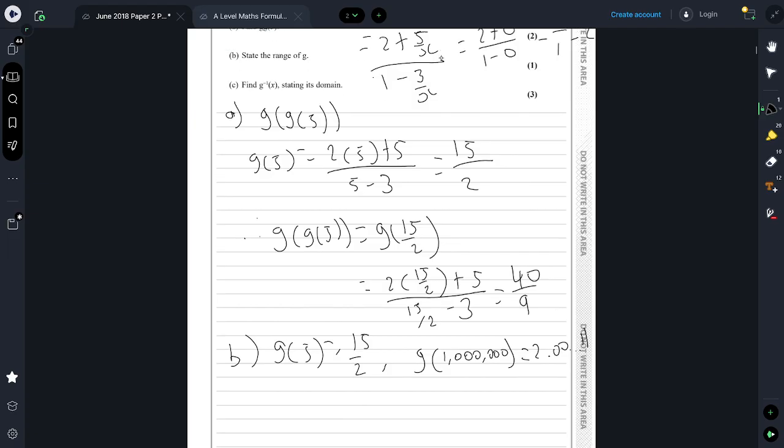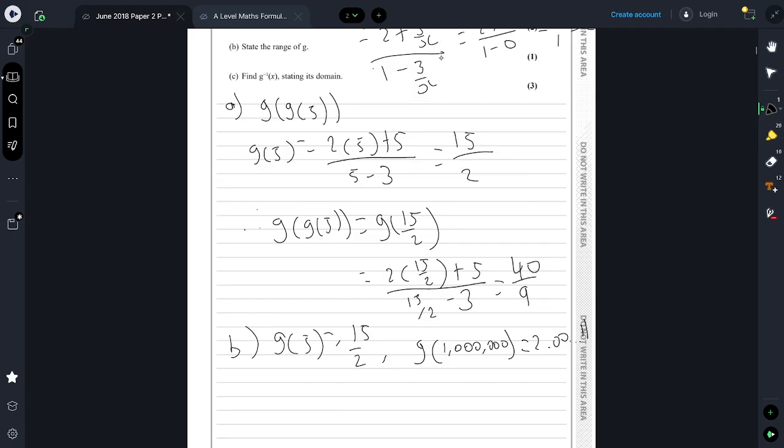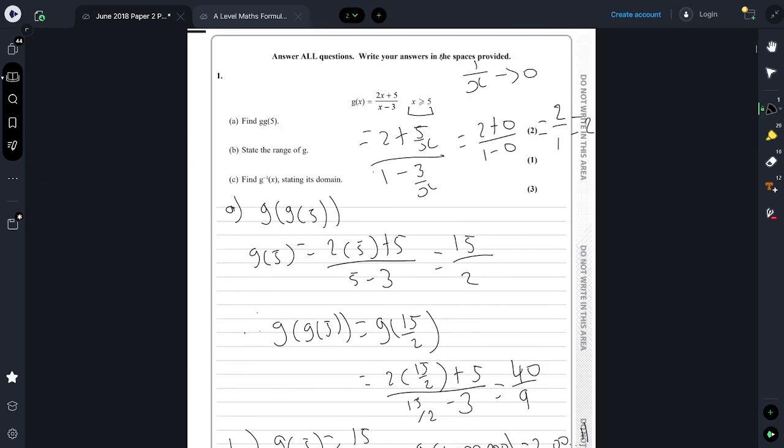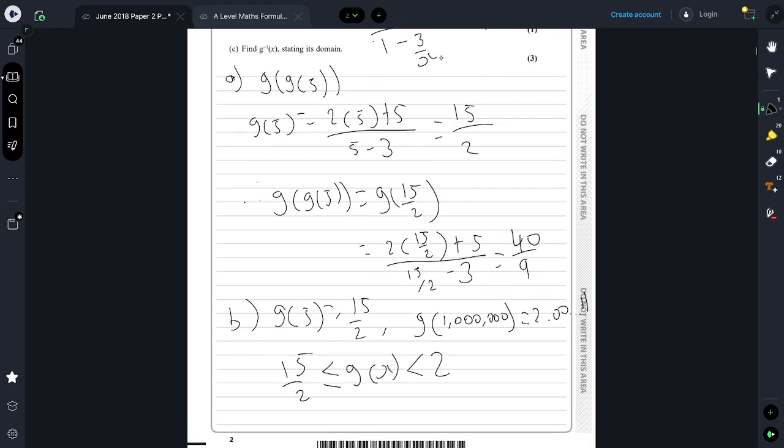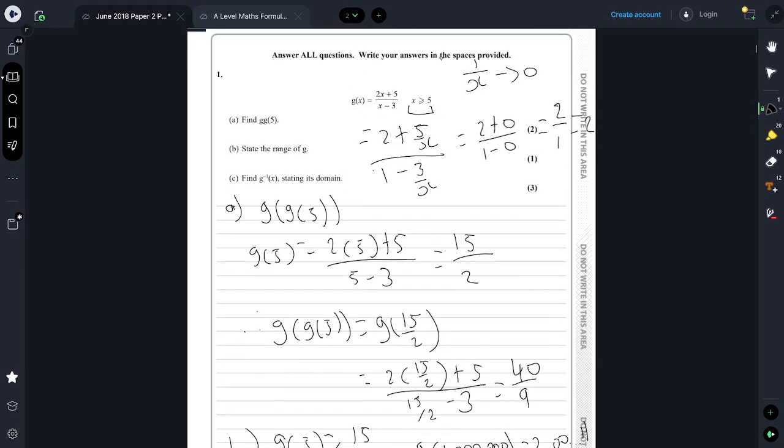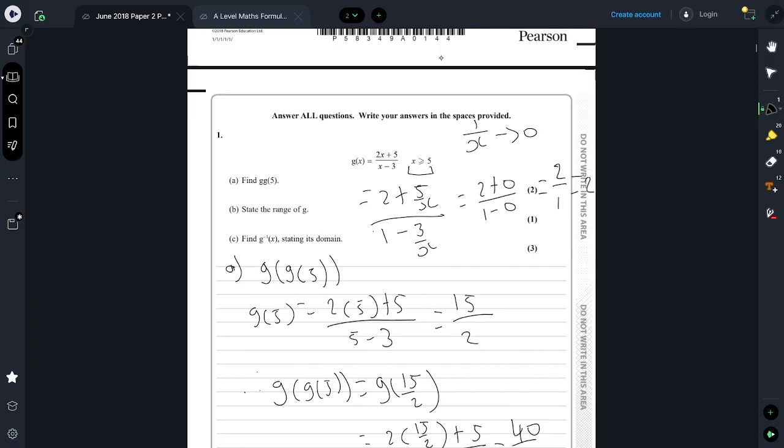So our starting value at the range is 15 over 2. And at the end, when x gets big, it goes to 2. Now, 15 over 2 is bigger than 2. So what this is suggesting is this. Initially, remember it said x is greater than or equal to 5. So x is 5 is the minimum value of the domain of the function here. And that gives us this, and it goes down to 2. Because actually it's continuous as long as x is 5 or above.